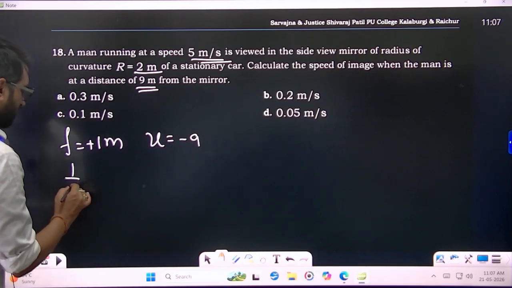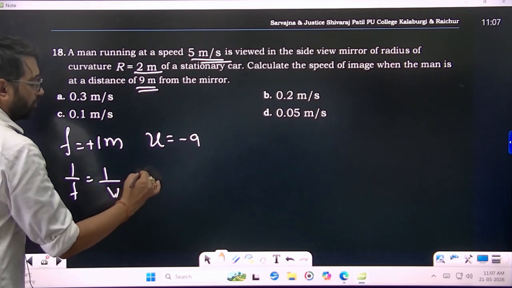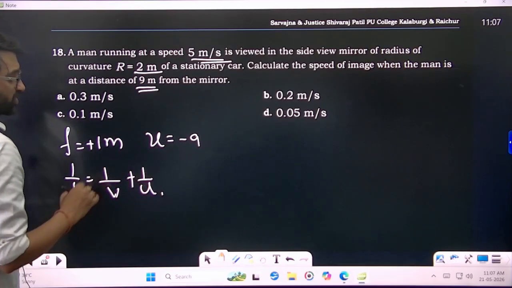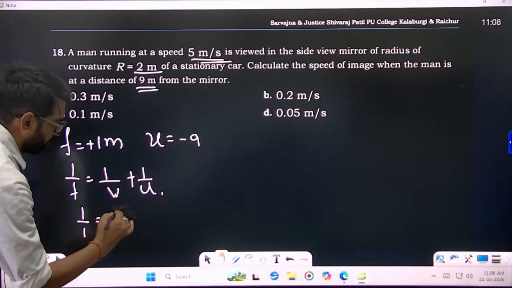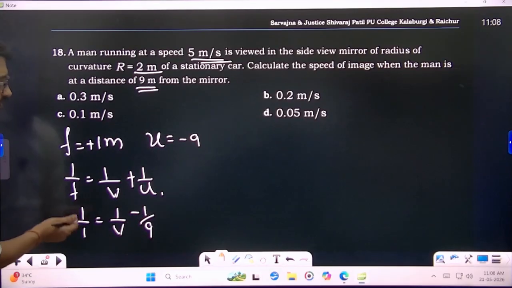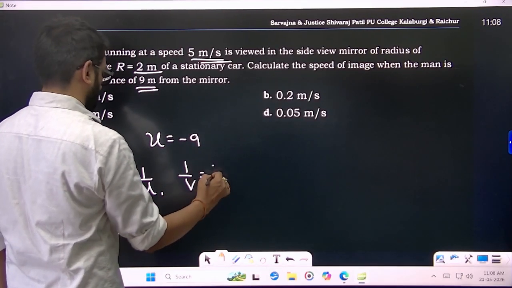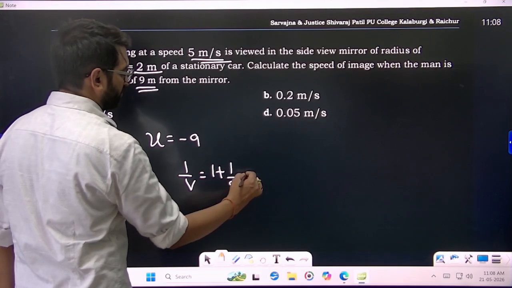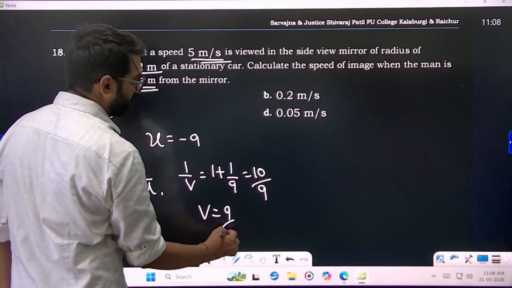So 1 by f is equal to 1 by v plus 1 by u, mirror equation. So 1 by 1 is equal to 1 by v, this is minus 1 by 9, minus 1 by 9 to this side plus, so 1 by v is equal to 1 plus 1 by 9, which is 10 by 9. So v is equal to 9 divided by 10.